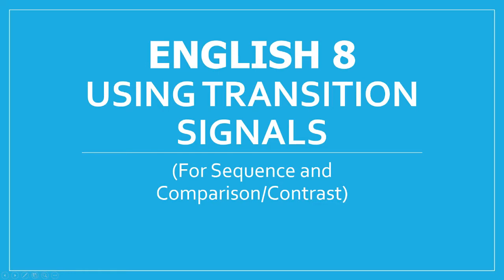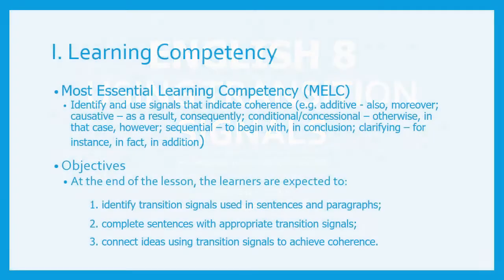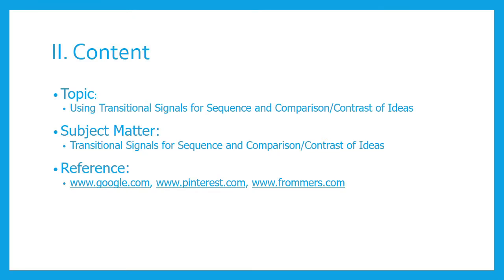In this lesson, we are going to talk about transition signals based on the skills indicated in DepEd's most essential learning competency, which is identify and use signals that indicate coherence. Here are our lesson's objectives. Identify transition signals used in sentences and paragraphs, complete sentences with appropriate transition signals, and connect ideas using transition signals to achieve coherence. In today's lesson, we are going to focus on transition signals used particularly for sequencing and comparison and contrast of ideas or information.